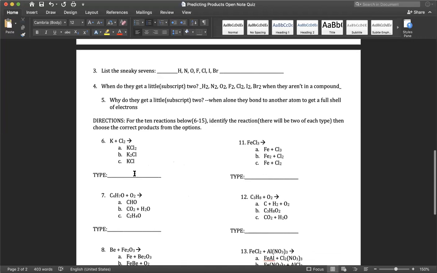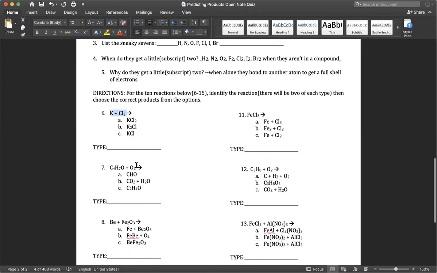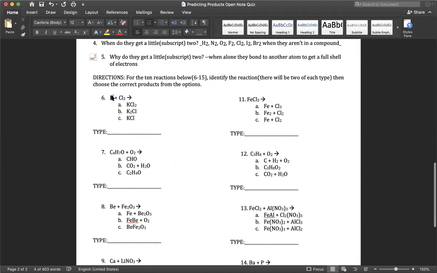So let's come down here. Number 6. We're looking at the reactants now, and we have to identify the reaction type based off of that alone. Maybe we can just break it down. What is K, element or compound? Element. Okay, is it a metal or non-metal? Metal, yeah, left side of the staircase.